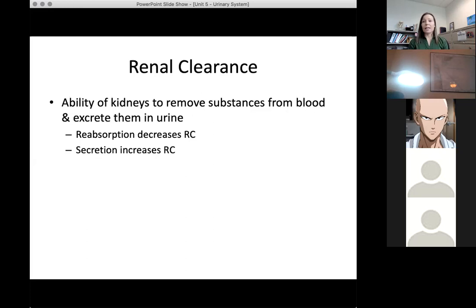Okay, and then finally, if a substance has a clearance value that's greater than inulin, that means that the substance must be getting secreted. So it's being filtered, and then even more of it is being put into the filtrate through the process of secretion.